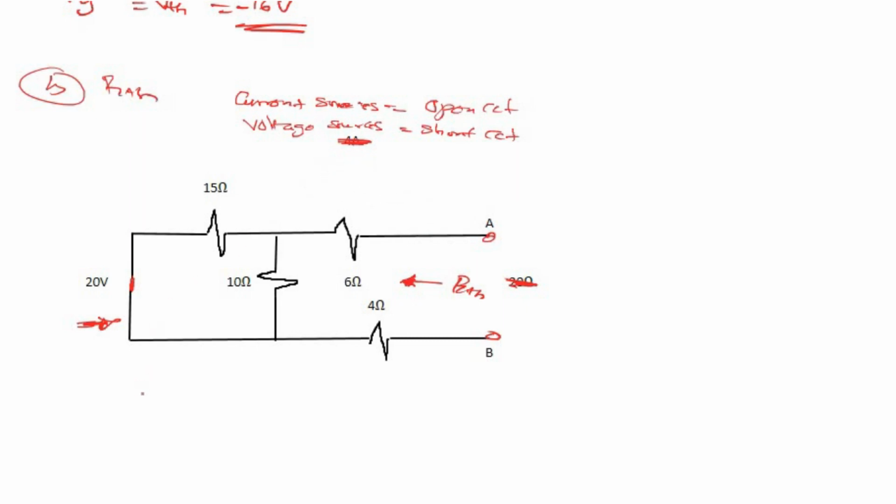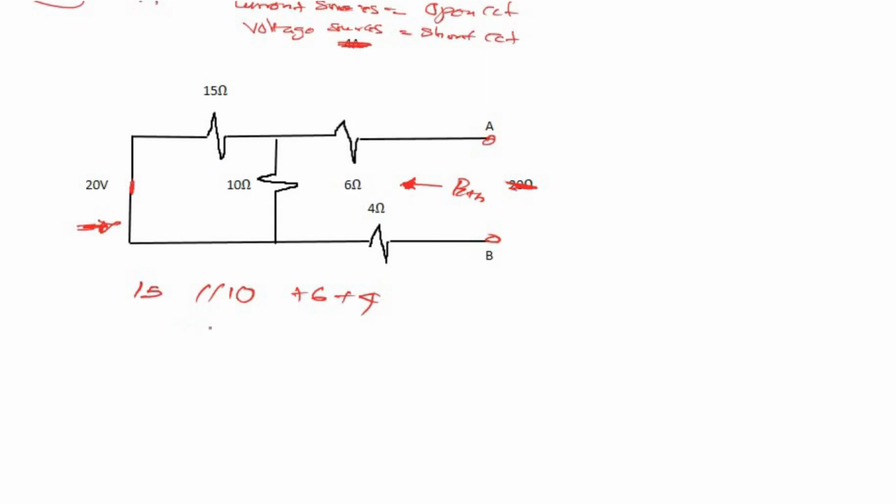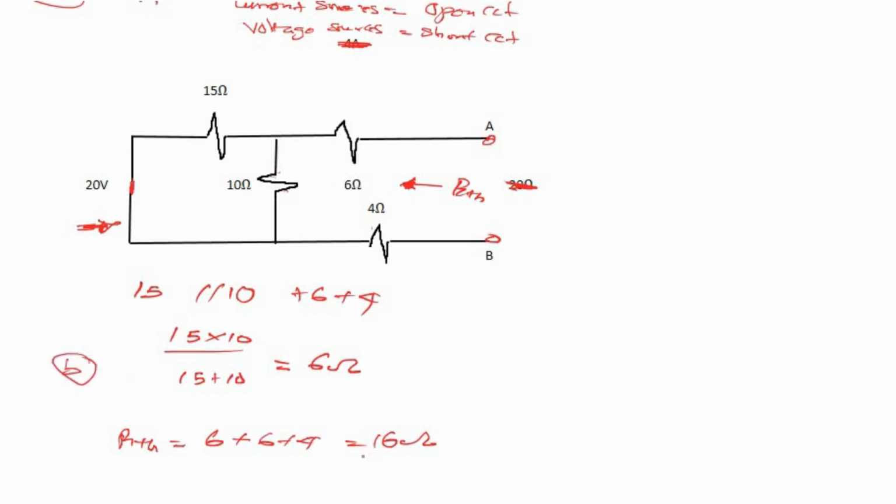So now we are having 15 in parallel with 10, and in series with 6 and 4. That is our RTh. So quickly finding this, we have 15 times 10 all over 15 plus 10, which is equal to 6 ohm. Don't forget, once you find this in parallel, it will be connected in series. That is why I said that this and this are in parallel and in series with these two. So our RTh is equal to 6 plus 4, which is equal to 10 ohm. So the B part of the question is equal to 10 ohm.